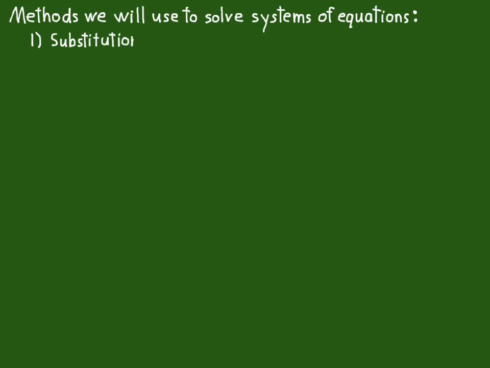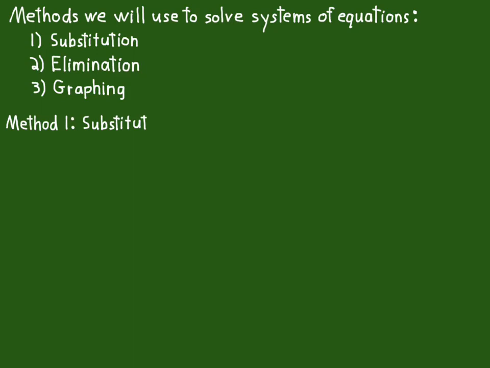So the methods we're going to use in this course to solve systems of equations are first, substitution, second, elimination, and third, graphing. Graphing is the least accurate of the three usually, but the reason we do the graphing is just so that you can get a physical feeling for what's going on when you're solving these systems. That's what it's for. So method one, substitution.